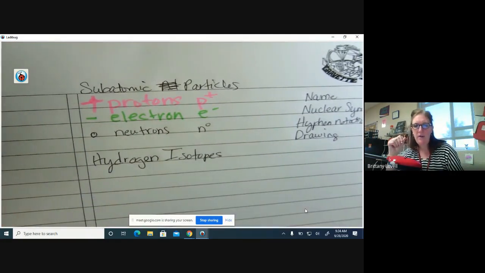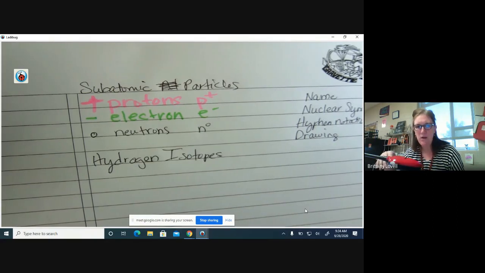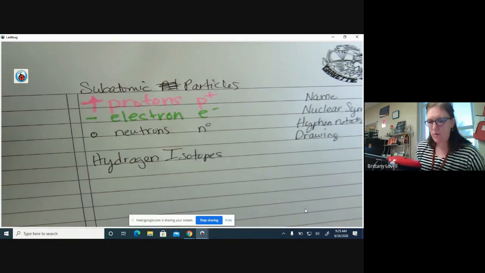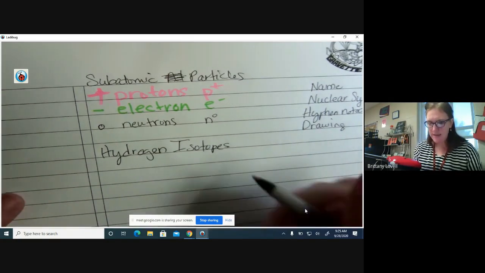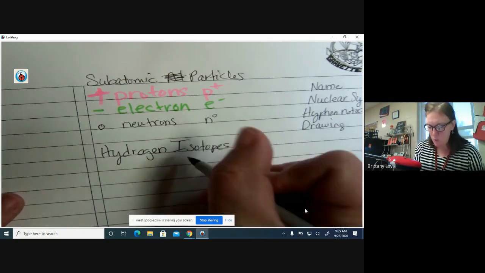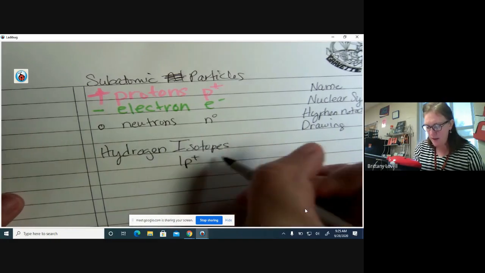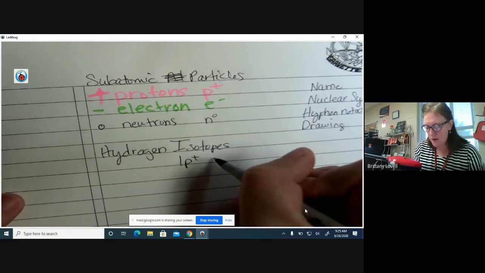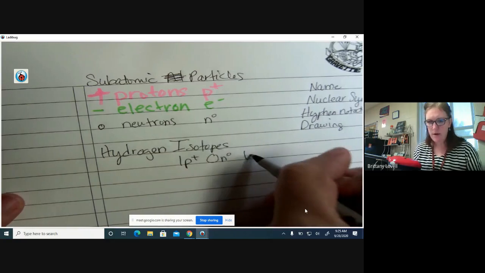Hydrogen isotopes. Okay, now hydrogen is an element on the periodic table. It's a gas. And isotopes are just atoms of hydrogen, but that will have different weights, different masses based on their neutron number varies. Okay, so let's draw this out. So let's draw the first one, a hydrogen isotope that just has one proton. We're going to have no neutrons and one electron.